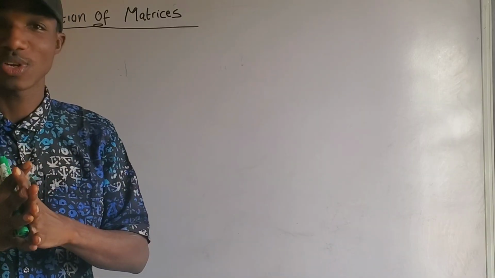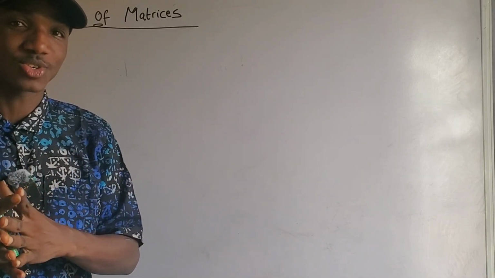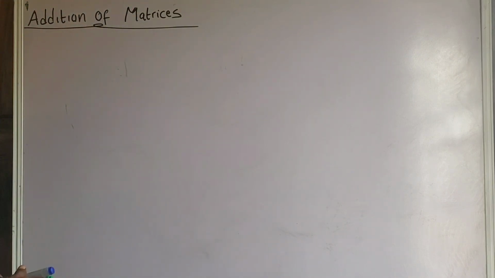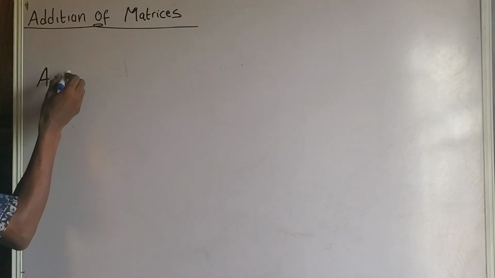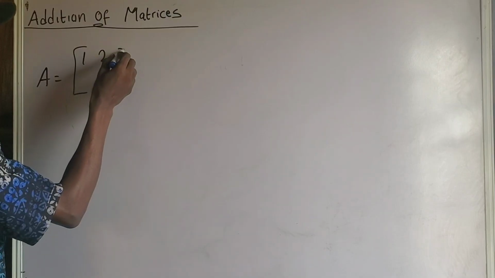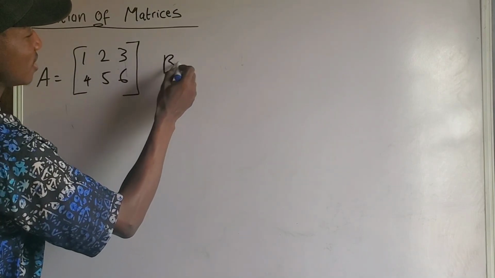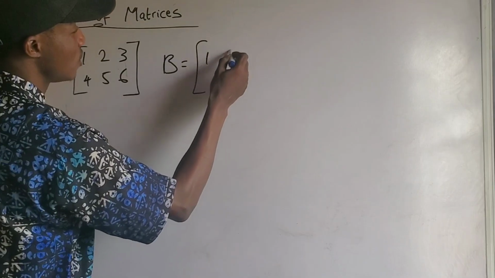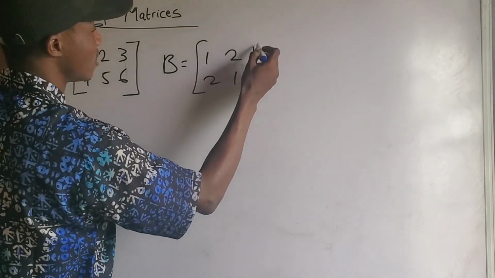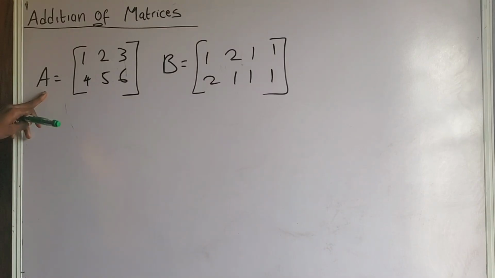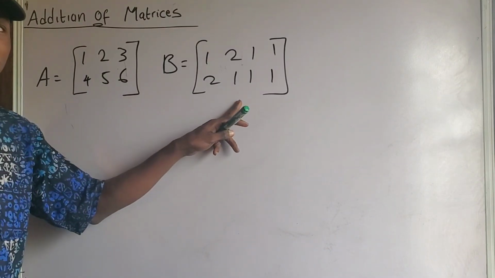So don't forget what you learned about order in matrix. Order refers to the dimension of matrix. Are you getting it? So let's say we have matrix A, whose entries are 1, 2, 3, 4, 5, 6. And we have another matrix B equals to 1, 2, 1, 2, 1, 1, 1, 1. Okay? Let's say we have these two matrices. We have matrix A as this and matrix B as this.